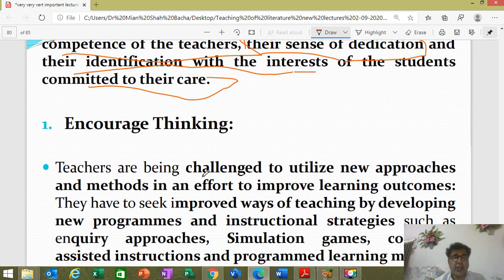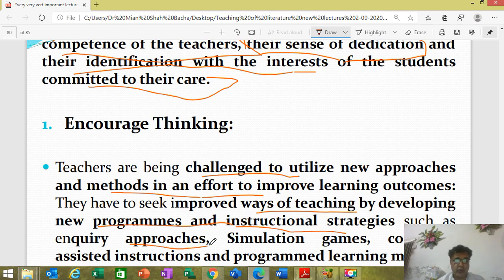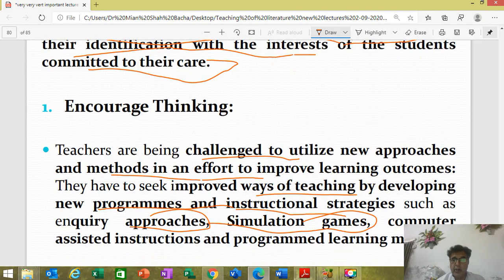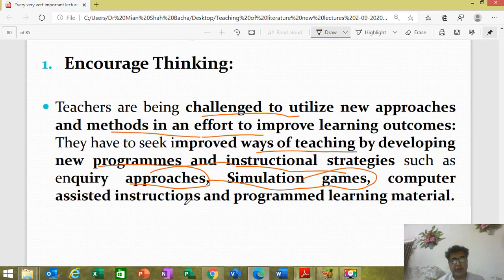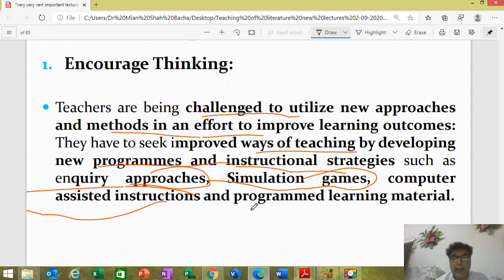Teachers are being challenged to utilize new approaches and methods in an effort to improve learning outcomes. They have to seek improved ways of teaching by developing new programs and instruction strategies, such as inquiry approaches, simulations, games, and computer assisted instruction. They should try to work upon these programmed learning materials.